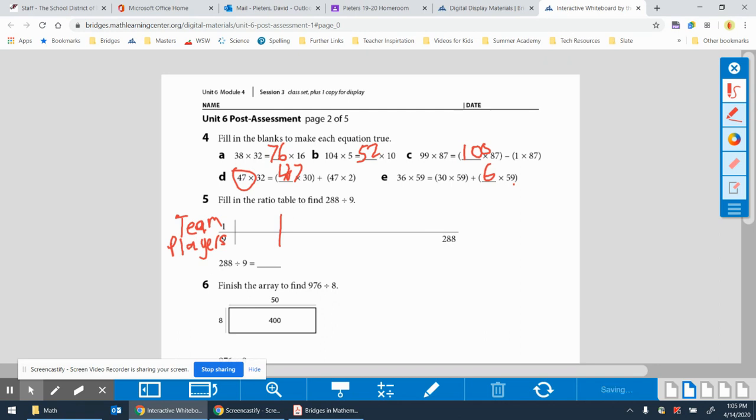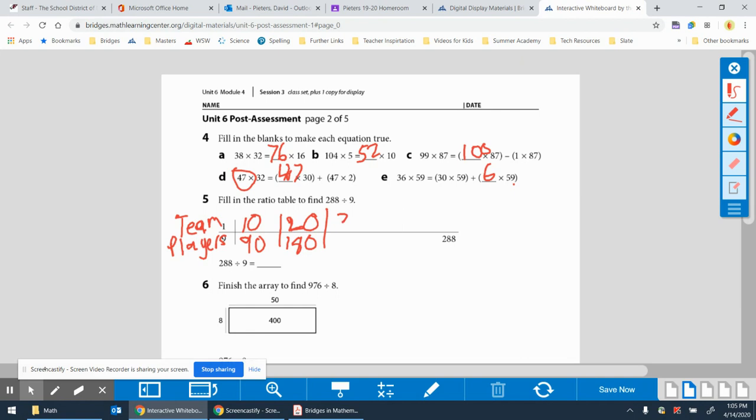So really what we're doing is taking the 288 players and we need to find out how many teams it's going to take if we put 9 players on each team. Okay, so one team had 9. We could do a nice big friendly jump and go up to 10. So that'd be 90. Okay, let's add another 10. Let's try doing 20. 20 times 9 would be 180.